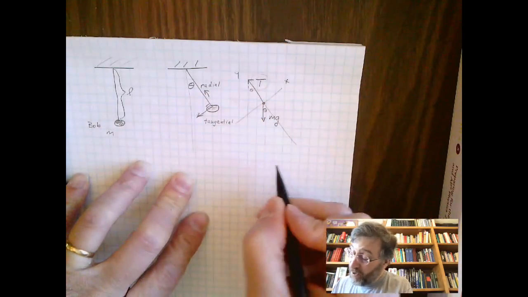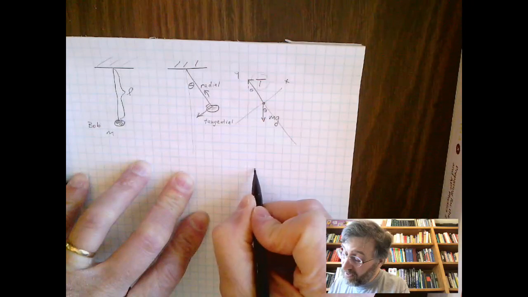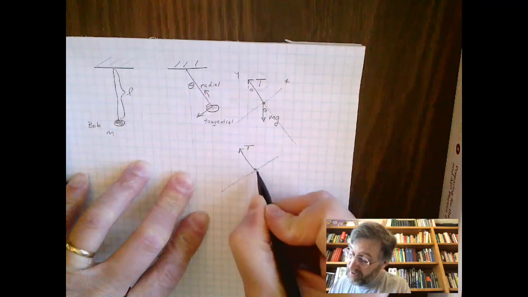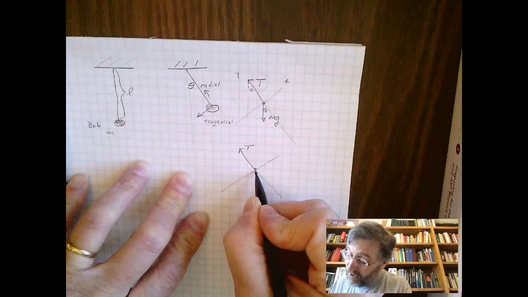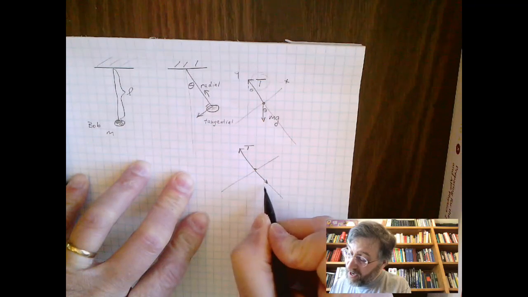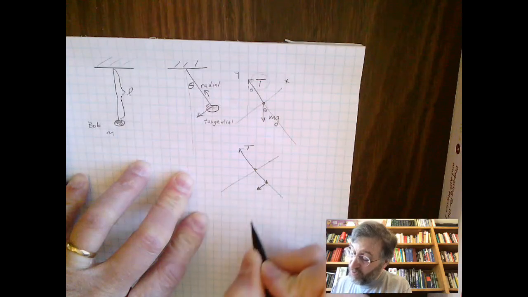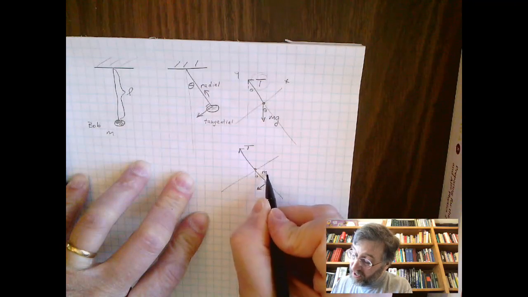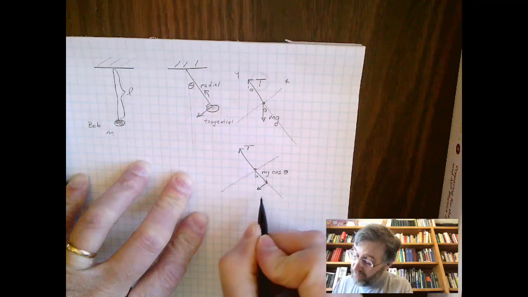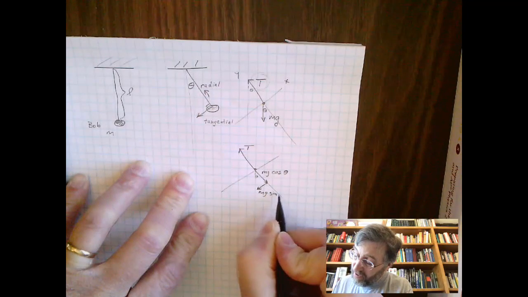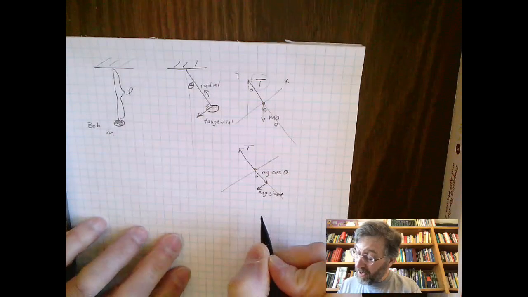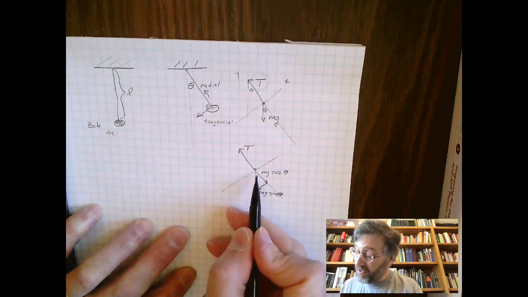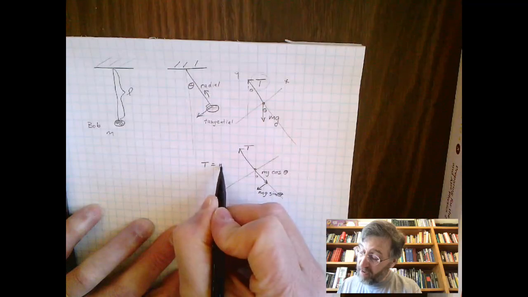And in this case then, if we redraw the free body diagram with components, we'll have tension still going this way. We'll have a component of the gravity going this way and a component of the gravitational force going that way. This angle here is theta, so this is mg cosine theta, and this is mg sine theta. All right. And what this tells us is that the tension is going to be mg cosine theta.